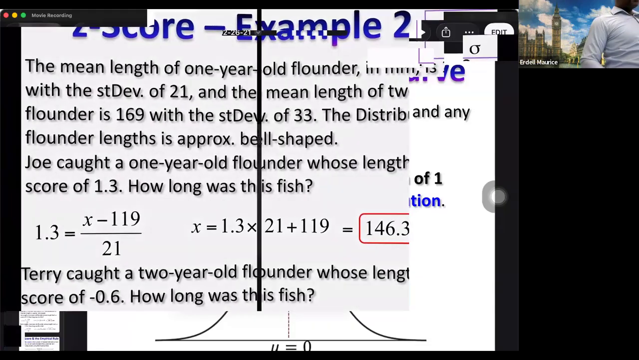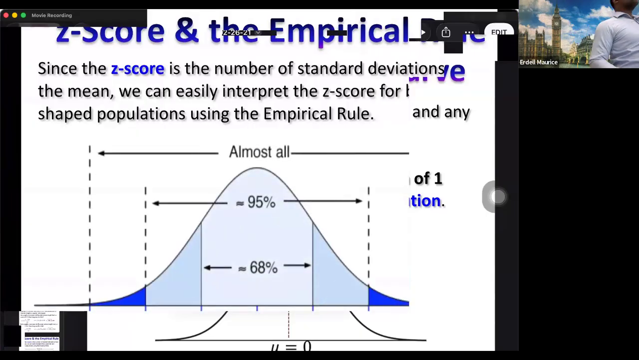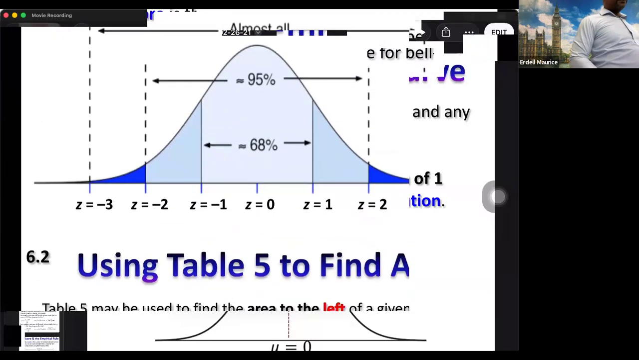All right, so the z-scores and the empirical rule right here. You guys remember the empirical rule, right? Remember, the empirical rule was defined within standard deviations, one standard deviation away from the mean. But a z-score is the standard deviations. And so you'll see one right here. If I'm within one standard deviation of the mean, 68%. Two standard deviations of the mean, 95%. Three standard deviations away from the mean, 99.7%. Question? All right, cool.